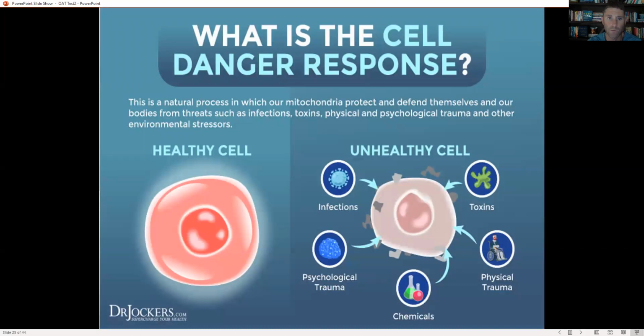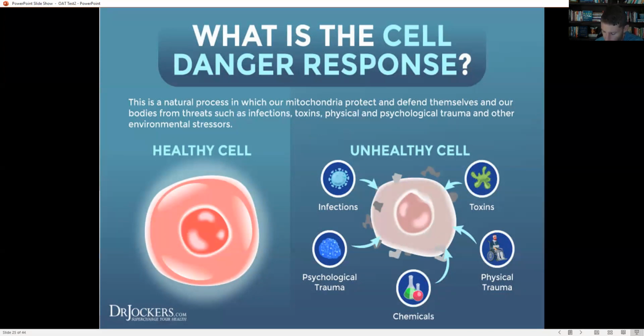And what is a cell danger response? It's a natural process in which our mitochondria protect and defend themselves and our bodies from threats such as infections, toxins, physical and psychological trauma, and other environmental stressors. So when we have all of these stressors, the mitochondria themselves slow down. They become hypometabolic, and they actually create oxidative stress as a shield.